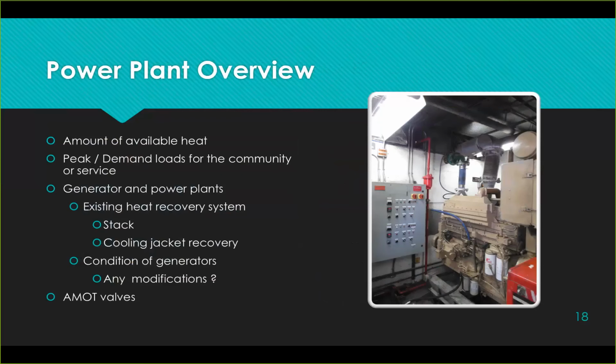It's also important to have a brief understanding of what AMOT valves are, and that's how a lot of our power plants control their generators and the amount of heat.